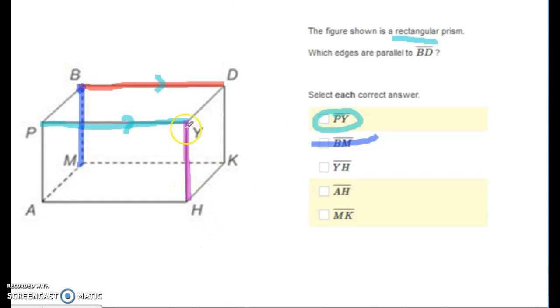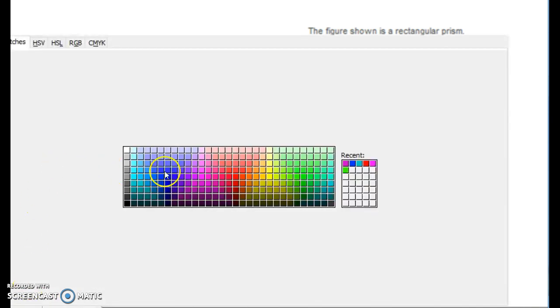Okay, so these do not intersect on the rectangular prism, but clearly they are still not parallel. For lines to be parallel, they have to be in the same plane. And if you imagine this as the three-dimensional figure that it is, YH is in the front corner of the rectangular prism, and BD is in the back. Those are not on the same plane, so they can't be parallel. They have to be in the same plane.